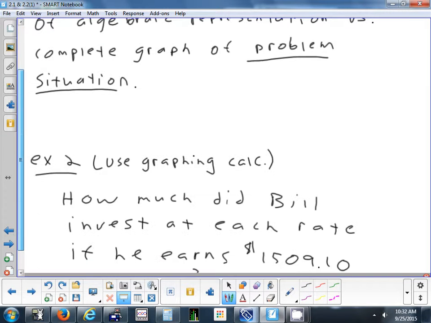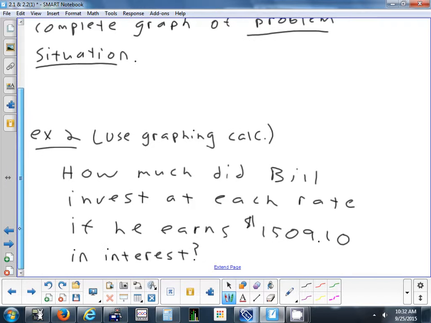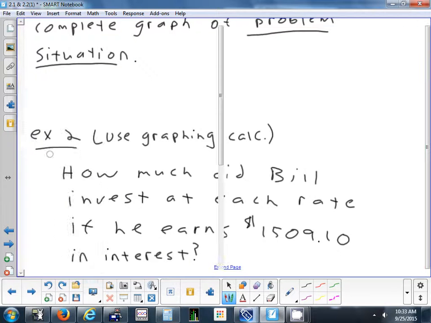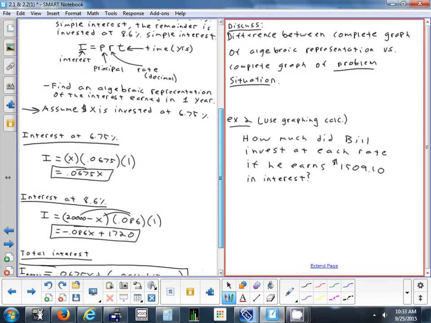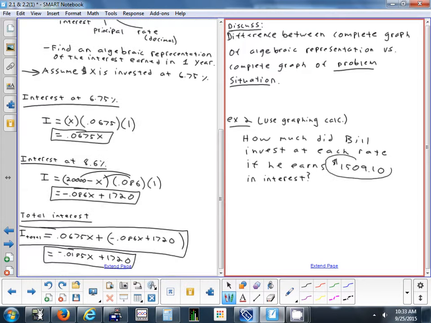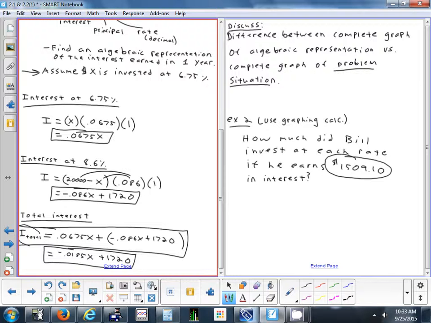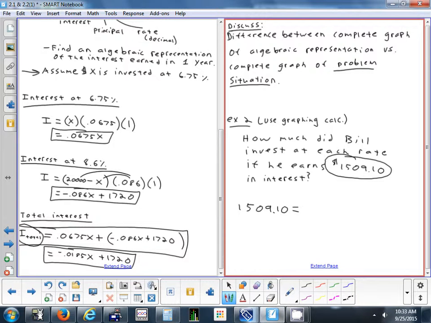All right, so using our graphing calculator, we're going to find out how much money Bill invested at each investment if he made $1,509.10 in interest. Well, this amount right here is my total amount of interest that I've made. So we're going to plug that in for the total amount of interest. So we have $1,509.10 and set it equal to our equation: negative 0.0185x plus 1720.